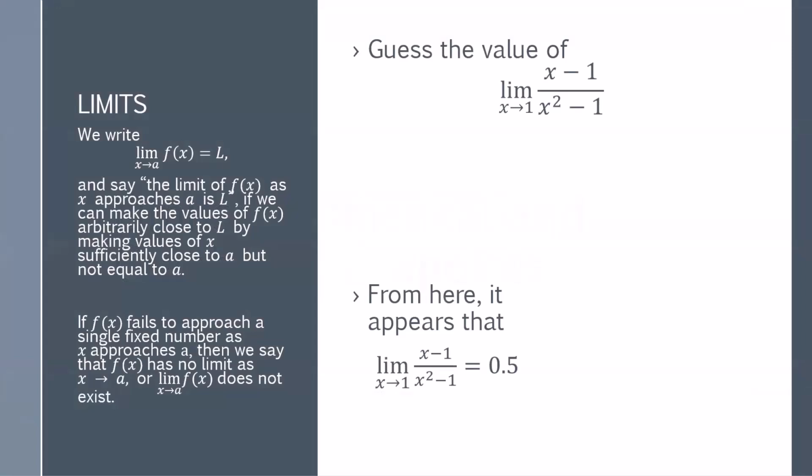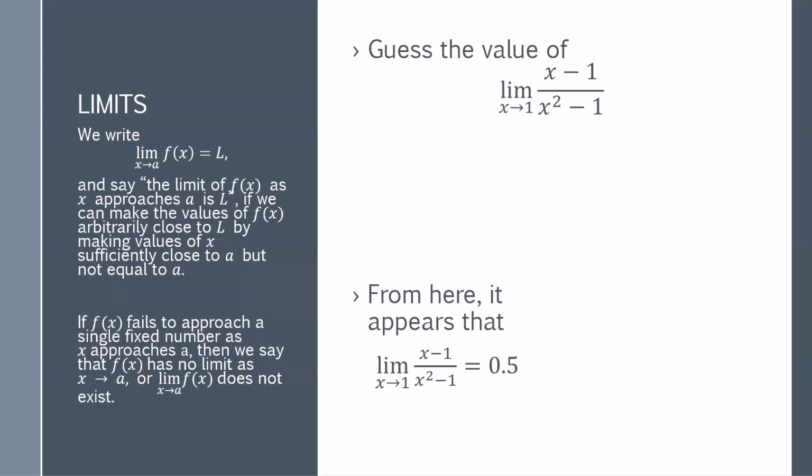We write the limit as x approaches a of f of x is equal to L if we can make the values of f of x arbitrarily close to L by making values of x sufficiently close to a but not equal to a. If f of x fails to approach a single fixed number as x approaches a, then we say that f of x has no limit as x approaches a, or that the limit as x approaches a of f of x does not exist.